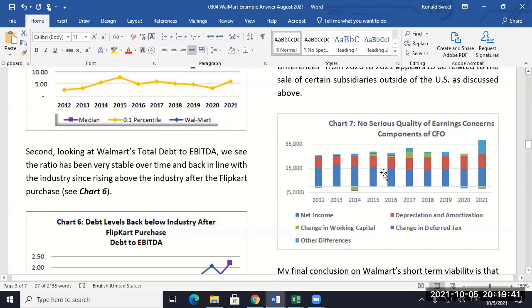Change in working capital is a really important one. That one's probably going to flip back and forth a little bit. The other differences, we've already talked about that, right? With Walmart, we saw that massive change in 2021. The other differences are interesting sometimes. If it happened 7 years ago, I might not care. But if it happened in the last couple of years, I might ask, what is that?